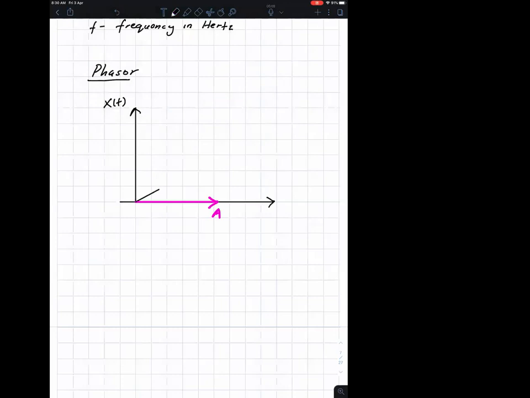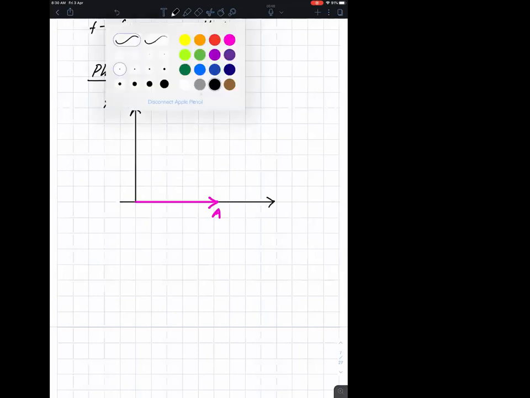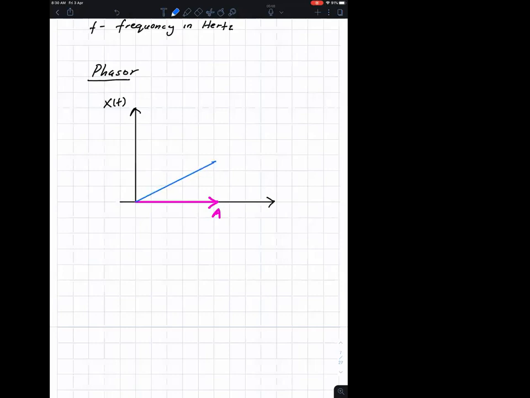Let's say right now your phasor is at this point here. Phasor, let's say A at angle theta. A phasor is a signal that is represented in the form of amplitude and phase, starting at t equal to 0, when time t equals 0.